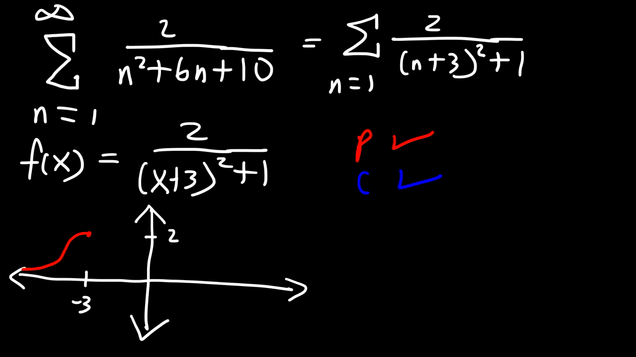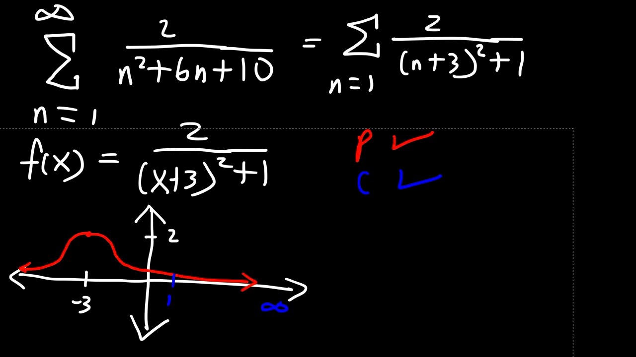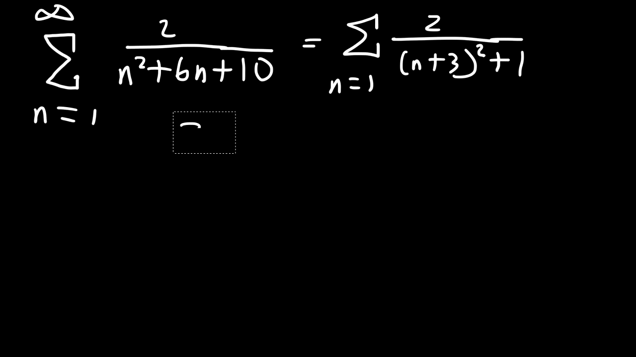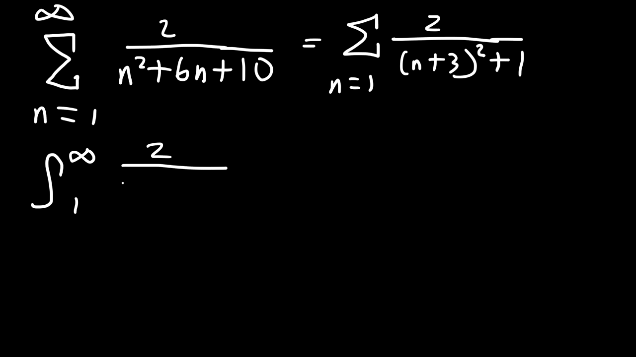And then after that point, it follows the x-axis. And so if we focus on a region from 1 to infinity, you could see that it's a decreasing function, it's positive, it's above the x-axis, and it's continuous everywhere from 1 to infinity. So we can use the integral test for that function. Now let's find the integral from 1 to infinity of the corresponding function, 2 over x plus 3 squared plus 1.